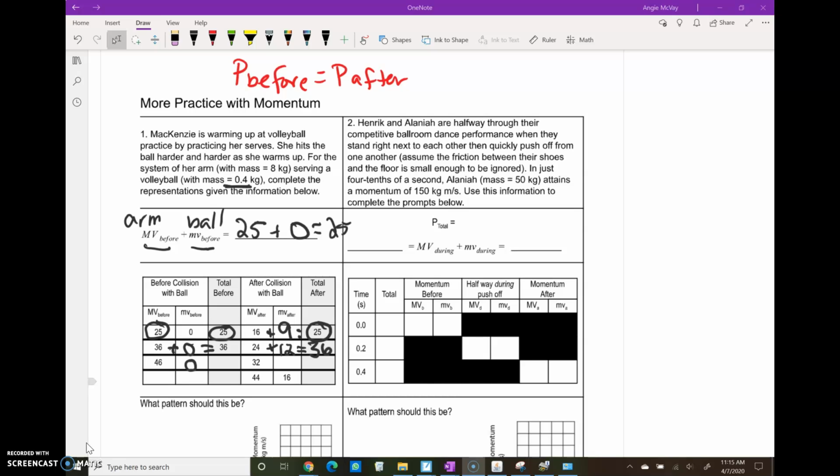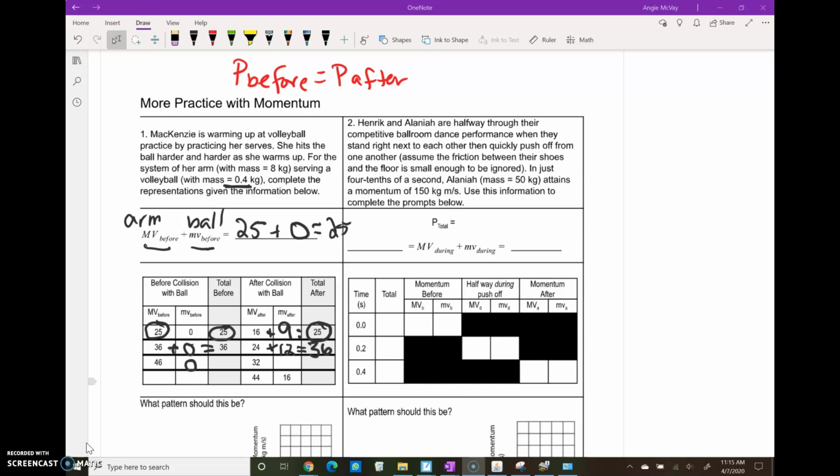Number 2 says Henrik and Alanya are halfway through their competitive ballroom dance performance when they stand straight next to each other, then quickly push off from one another. Assume the friction between their shoes and the floor is small enough to be ignored. In just 4/10 of a second, Alanya, who has a mass of 50 kilograms, attains a momentum of 150 kilograms times meters per second. Use this information to complete the prompts below.